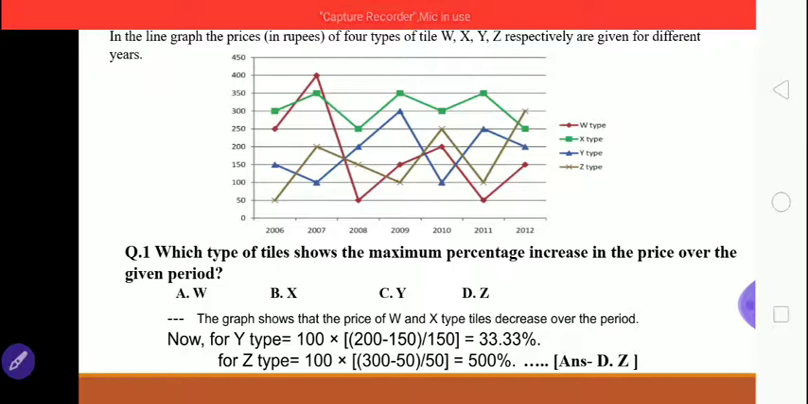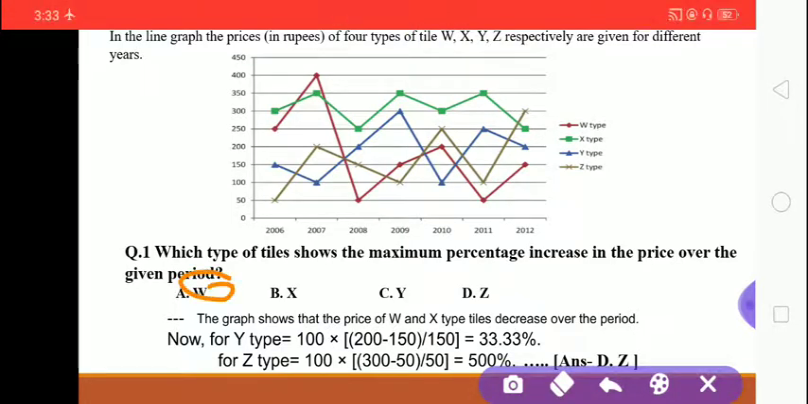Over the period, that means from 2006 to 2012, whatever period is given in the question, there is a decrease in two types of tiles. But we have been asked to find the maximum percentage increase. So for these two we need not calculate, and therefore these two options will get eliminated because there is a decrease in the cost.